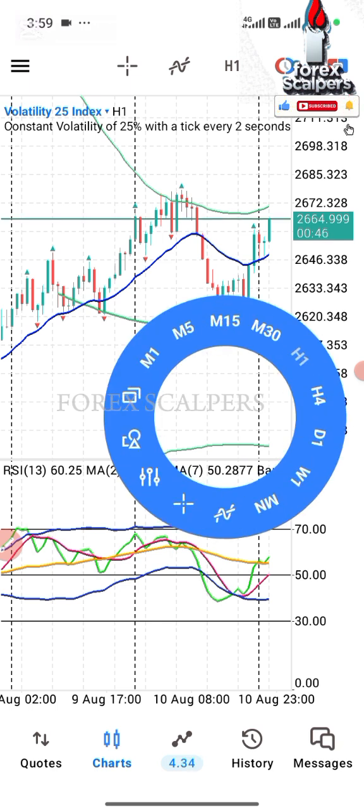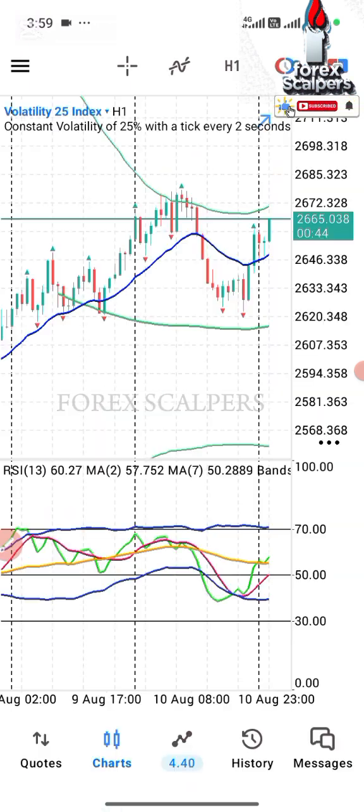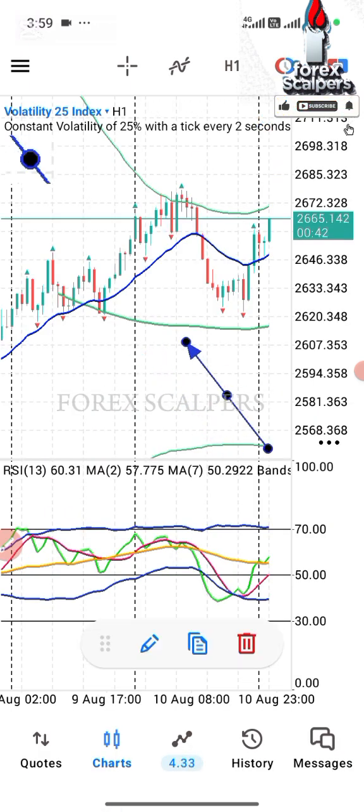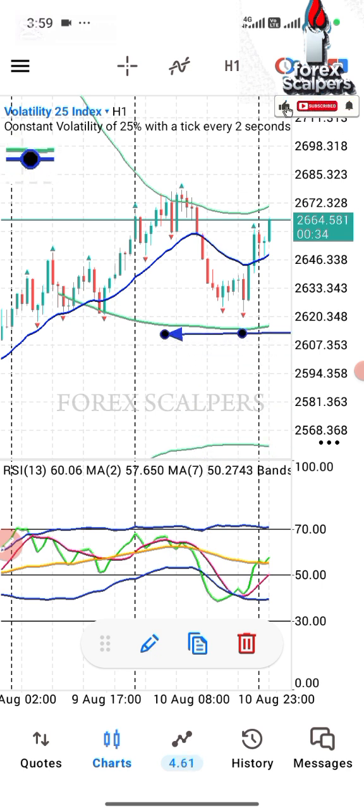So in doing that, we focus on the middle Bollinger Band. So this is the middle Bollinger Band. This is the upper Bollinger Band. This is the lower Bollinger Band, and then this is the middle Bollinger Band. So using the middle Bollinger Band, we'll determine the trend of the market.